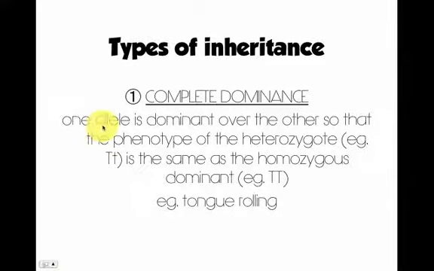So that is where one allele is dominant over the other, so that the phenotype of the heterozygote, in this case the example I've given is tongue rolling, you could have capital T, little t, is the same as the homozygous dominant, which in this case would be capital T, capital T. So you can see in this case that both of those, even though their genotype's different, would have the same phenotype. So that is complete dominance. You're either recessive or you're dominant.